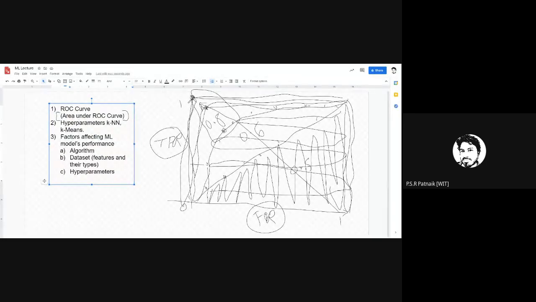So is it clear now? Have you understood? Okay. So now I hope you also understood what the area under the ROC curve is and why it is greater than 0.5.